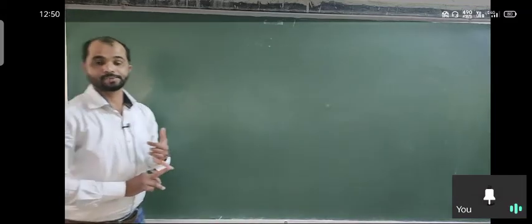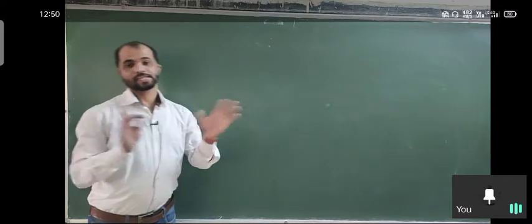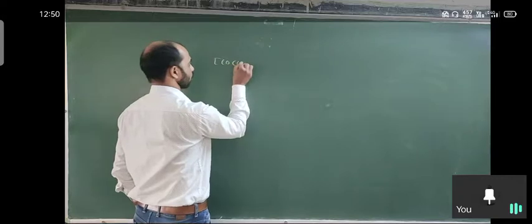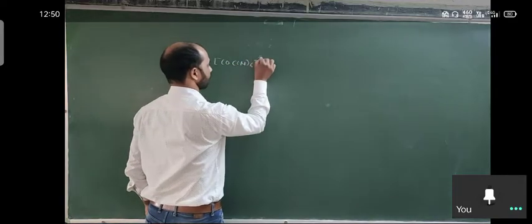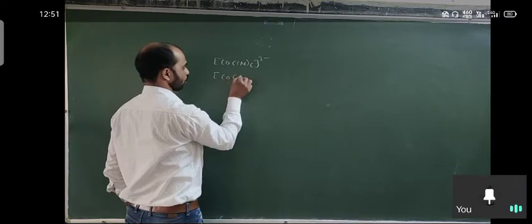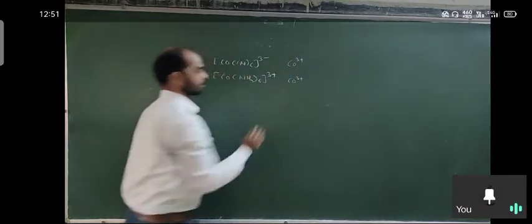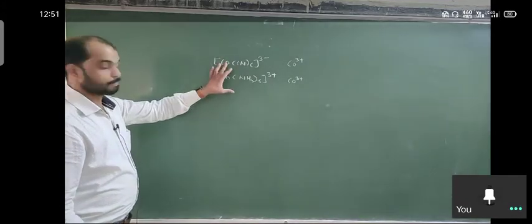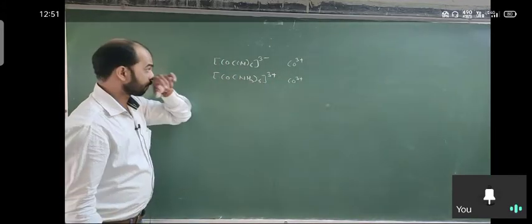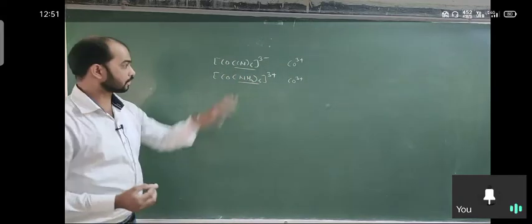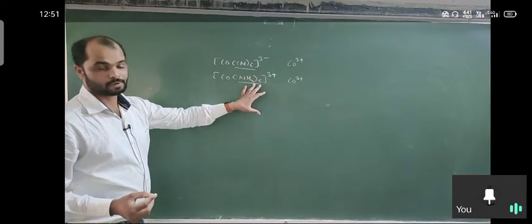The oxidation state should be the same, the metal should be the same, and only the ligands are different. For example, we consider [Co(CN)6]3- and [Co(NH3)6]3+. In both cases cobalt is present in the +3 oxidation state. So the metal is the same, the oxidation state is the same, but what is the change? Here six cyanide ions, here six NH3 molecules.